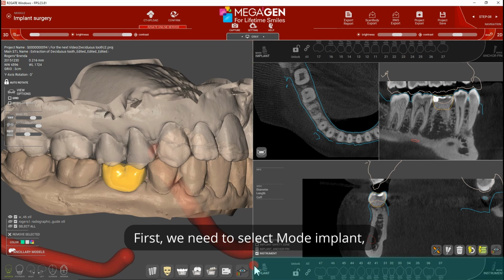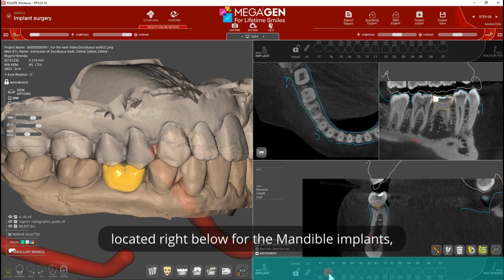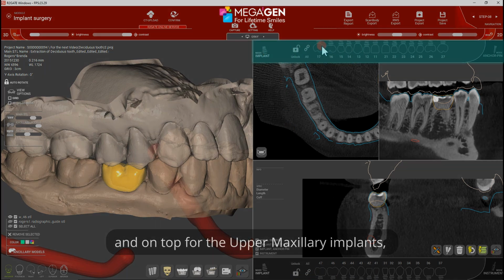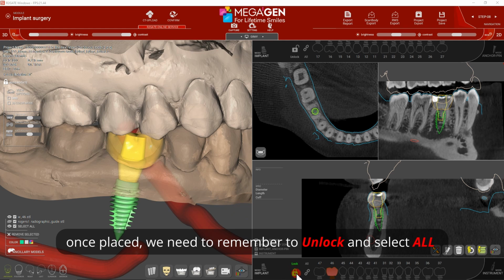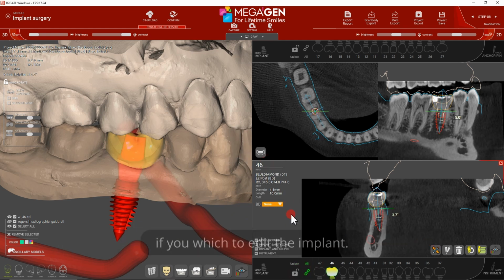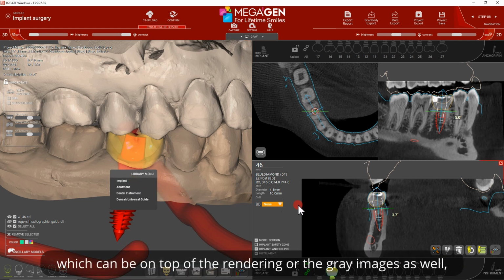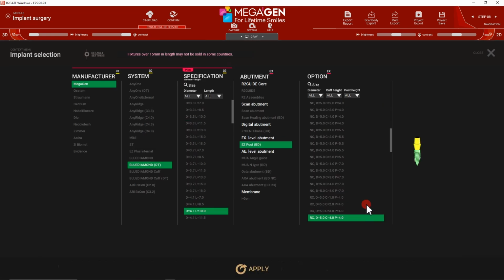First, we need to select mode implant, located right below for the mandible implants and on top for the upper maxillary implants. Once placed, we need to remember to unlock and select all if you wish to edit the implant. Therefore, let's access the implant section by just right-clicking the implant, which can be on top of the rendering or the gray images as well.